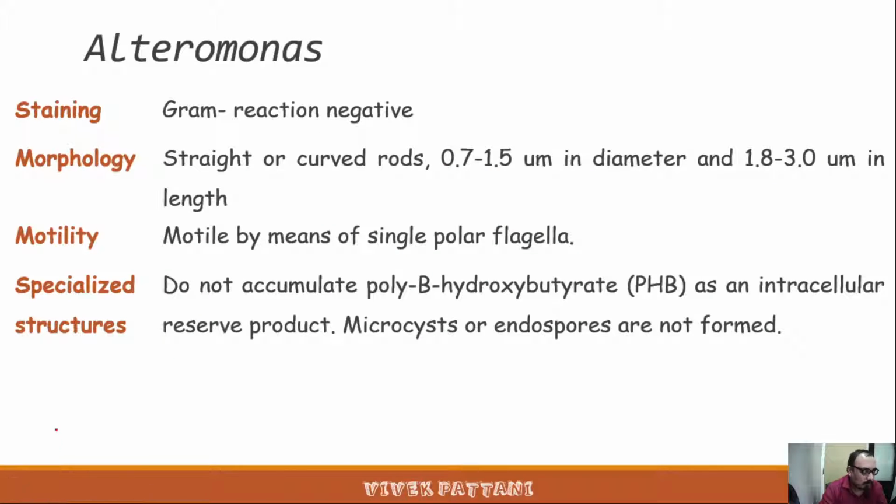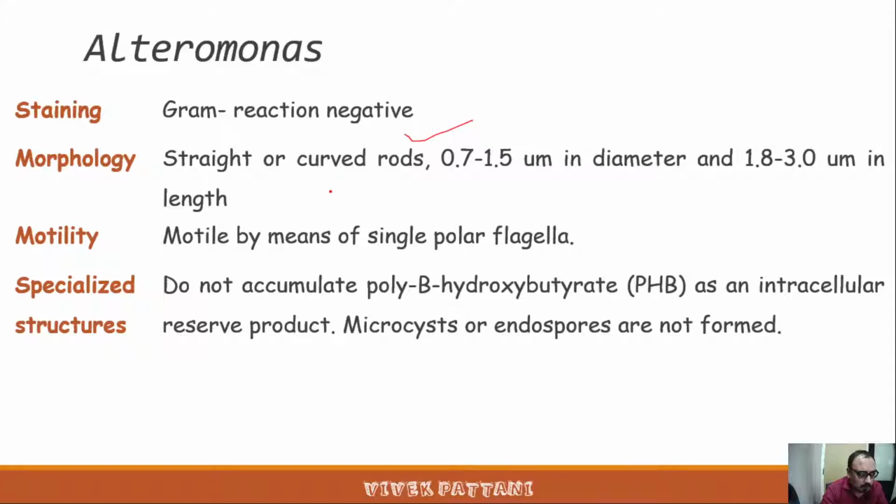Now moving forward, I have covered a few examples in more detail. Most of the characters will be similar to the group characters. We need to study only a specific character with each of the isolates or each of the examples. And Alteromonas, one of them, they stain gram negative.